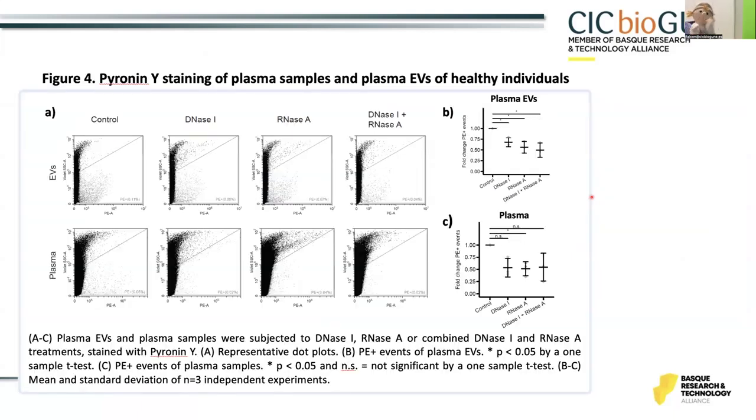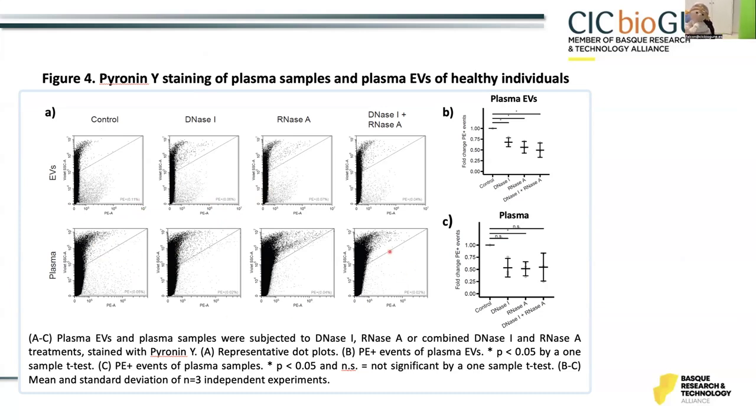So now we start with the plasma. In this case, healthy individuals. Okay, we purify the plasma by size exclusion chromatography again, and we combine in this case the control, then with the DNAse, RNAse, and both. And you can see how we have some signal that is reduced, but still we have a lot of signal associated to the vesicles, okay? This is the vesicle purified by size exclusion, but also we can go directly to the plasma.